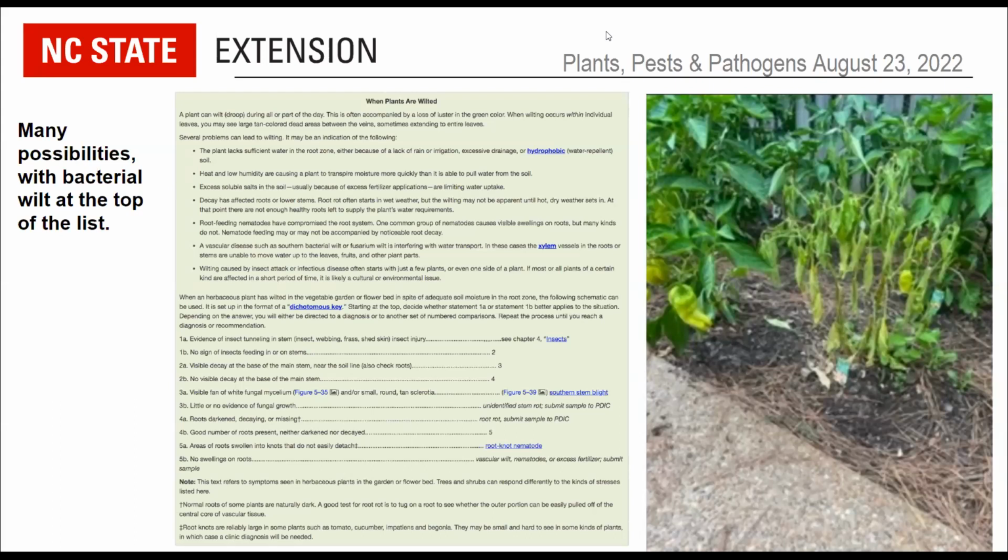Also, if you have root knot nematodes, you dig up the plant and you could see the galling. Not all host plants will have large galls. That'll vary, but on something like a tomato, you would have definitely visible galls there. So that could be diagnosable from a photograph as well. Some of these other things, though, would really require a physical sample or some other workup. But I would refer people again to that when plants are wilted decision key in the Extension Gardener Handbook.